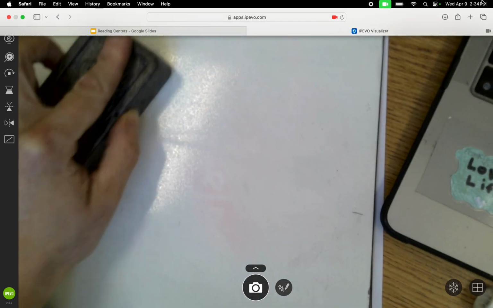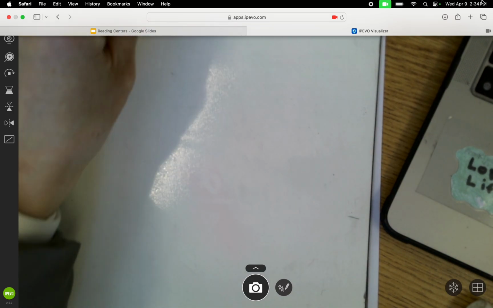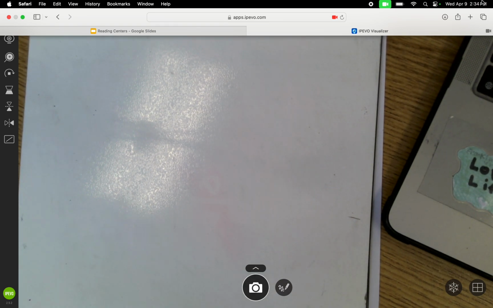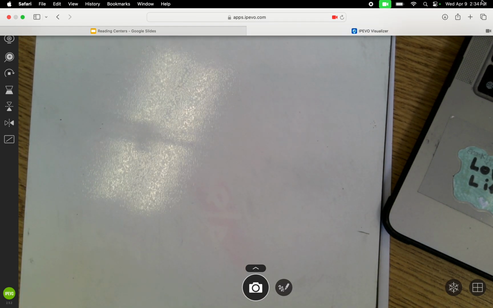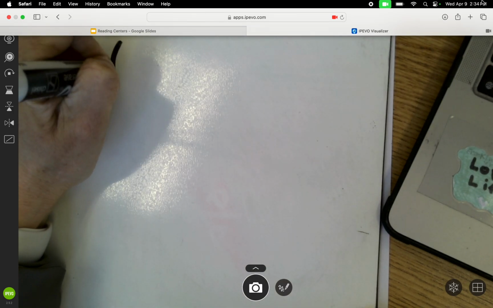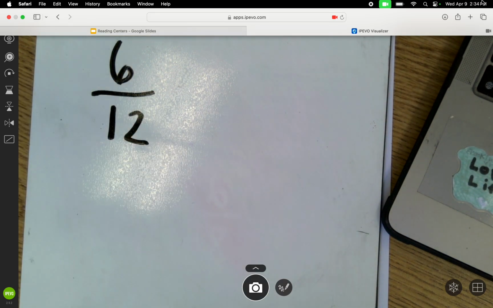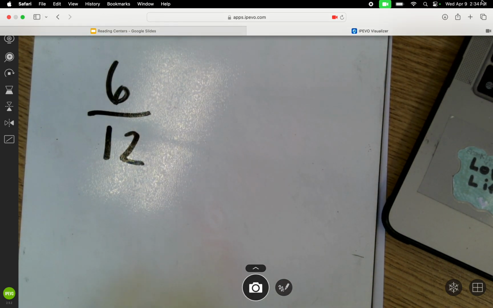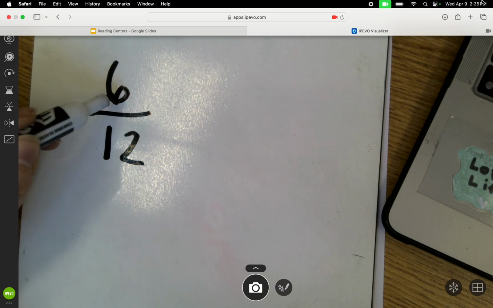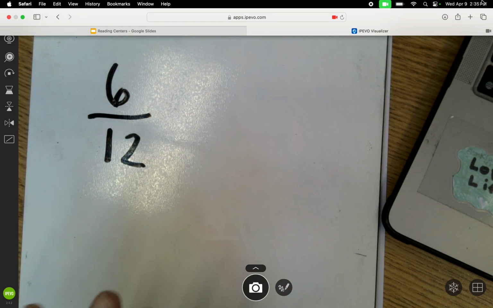We can also find an equivalent fraction by dividing, but we would have to divide the numerator and denominator by the same number, okay? So we can't always use this method. But let's say we have 6/12. That's our fraction, and I want to create an equivalent fraction by dividing. What can I do? I have to find a common factor, a number that each of these numbers, 6 and 12, can be divided by and get a whole number.